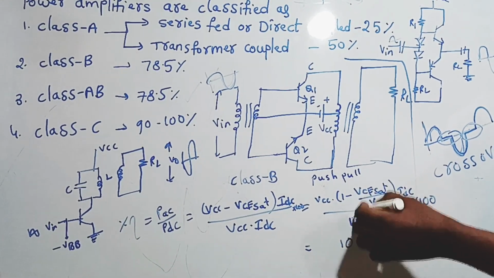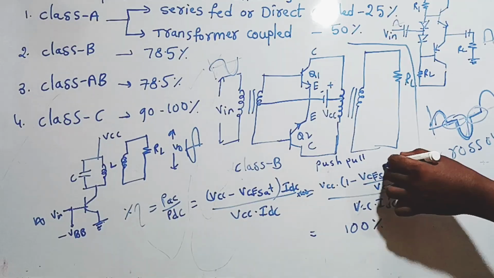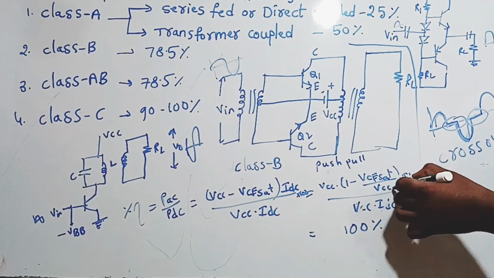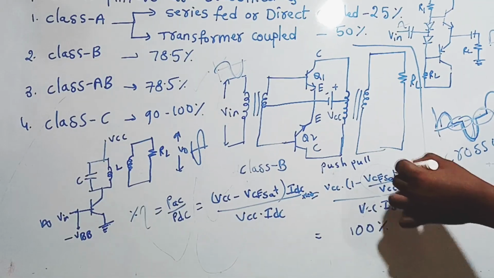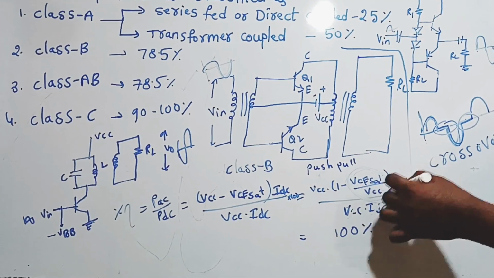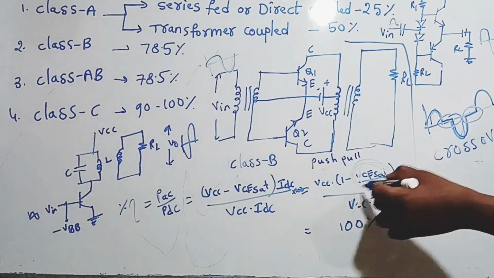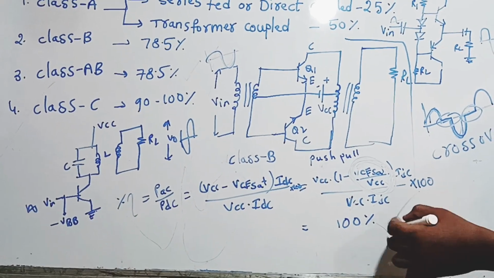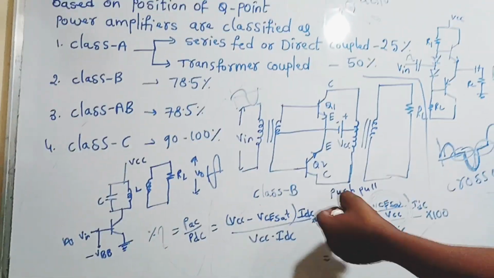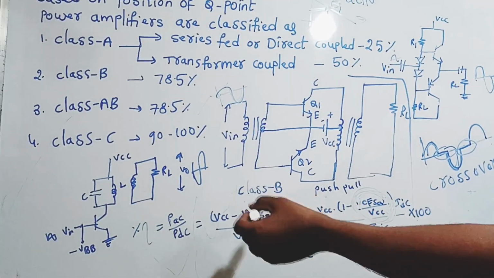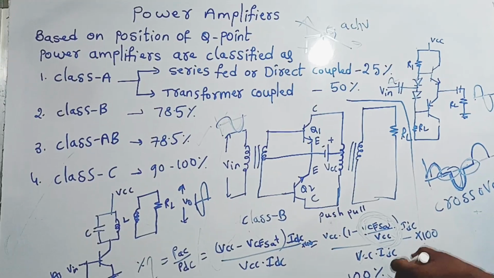Then if you see this, 1 minus VCE saturation by VCC, compared to the VCE saturation value, VCC is very high. So low value by high value, this will be negligible or zero. So 100 into 1, you get 100% efficiency. This is the class C power amplifier. This is the derivation for class C power amplifier. Very important one, and it will give more efficiency.